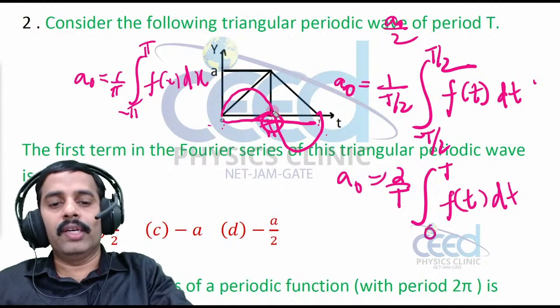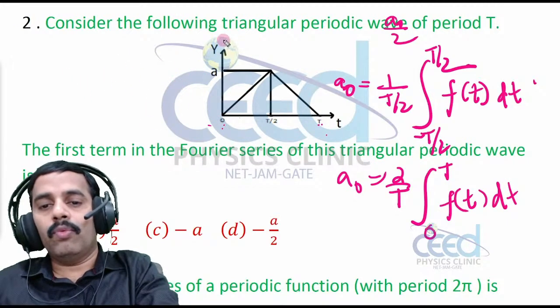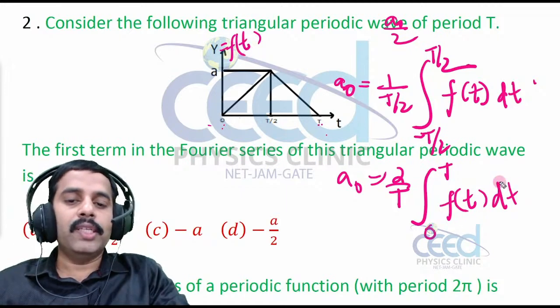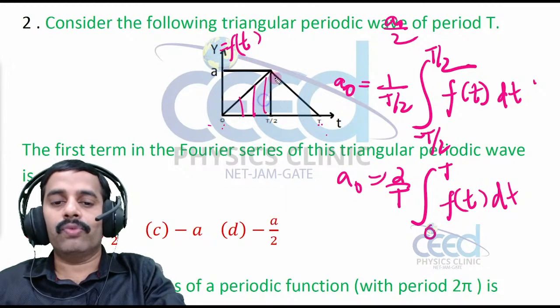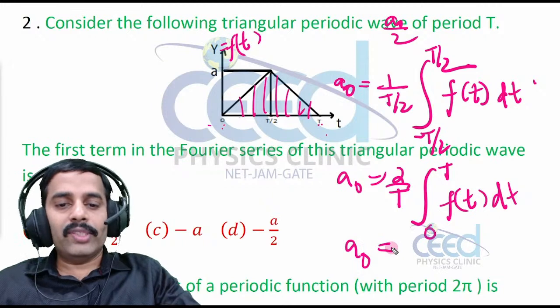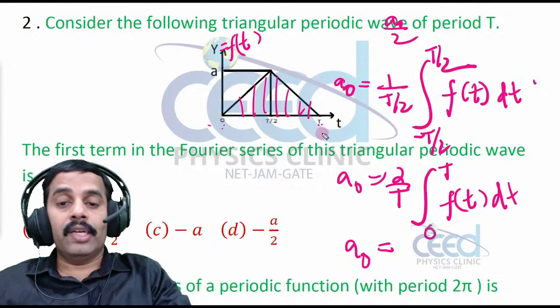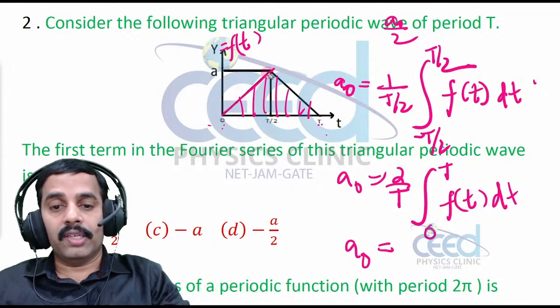If you are given a graph, suppose this is my y equal to f of t. So this integral of f of t dt represents the area of this graph, right? So what is the area? Otherwise you have to do the integral from 0 to t by 2 and t by 2 to t, and you have to define this function, right?